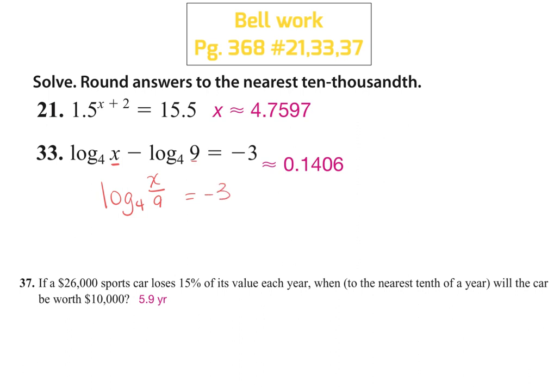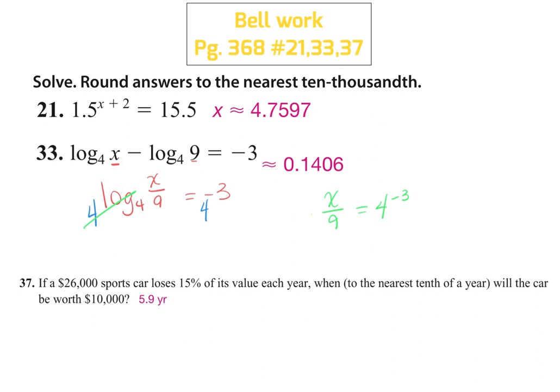And then, like I said, you can either do base 10 of both sides. Here we're going to do base 4. Since we're already in log form, we're going to do exponential. We're going to say 4 and 4. It will cancel there. So we have x over 9 equals 4 to the -3.